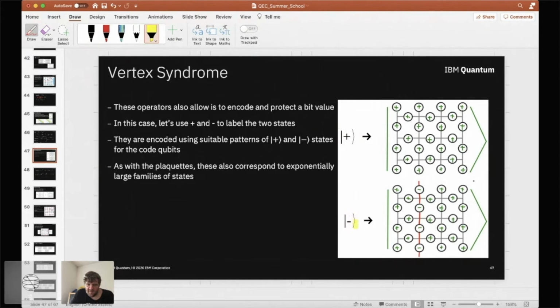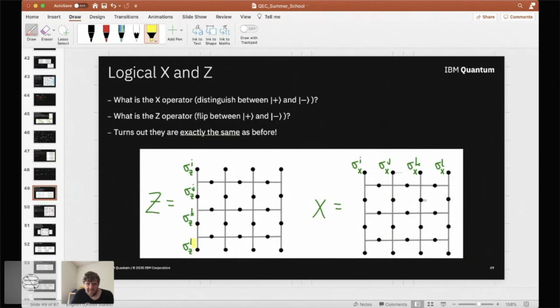Well, we can take a line from top to bottom and flip all of those pluses to minuses by doing a Z, a Z, a Z, a Z. So our logical Z, which flips between pluses and minuses, is a line from top to bottom made up of Z. And how do we distinguish between these two things?